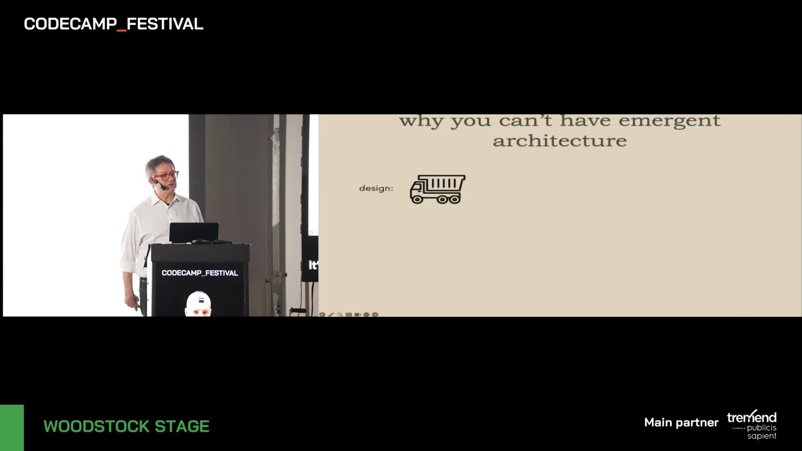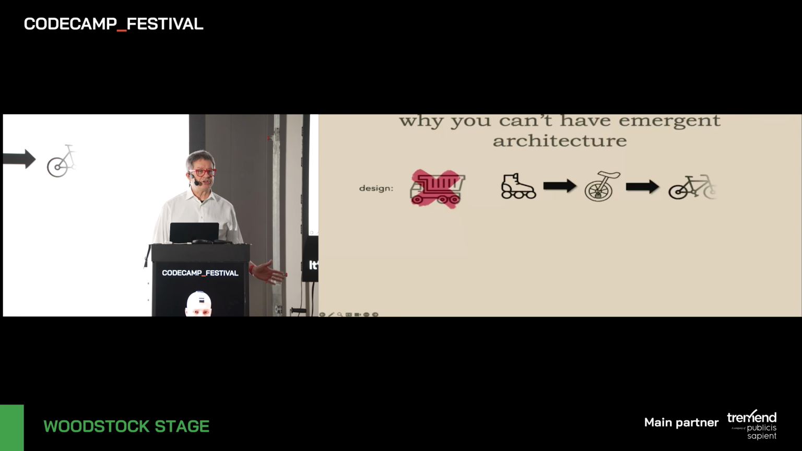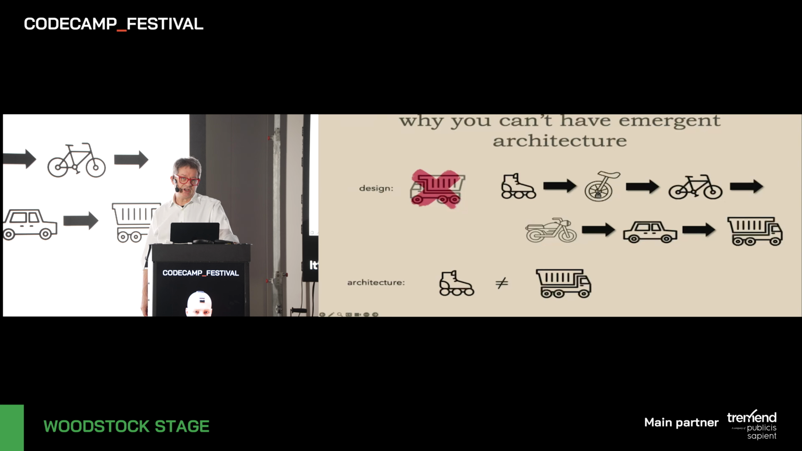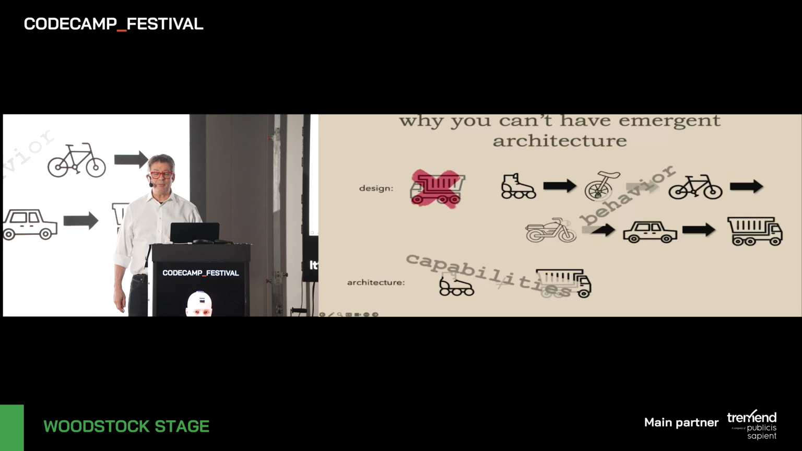What the design community says is, if you want to end up with a lorry, you don't start with a lorry. Instead, you start with a roller skate and then turn that into a unicycle and then a bicycle and then a motorcycle and then a car and then a lorry. You emerge the design as you go and kind of build on it until you end up with a lorry. That works great in design. Unfortunately, it doesn't work at all in architecture, because a roller skate does not support the same kind of capabilities that a lorry supports. The problem we're running into here is that design is all about behavior. It's the behavior of the system you're designing, but software architecture is about capabilities. What kind of capabilities do we need to support?